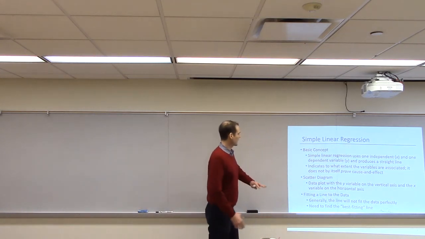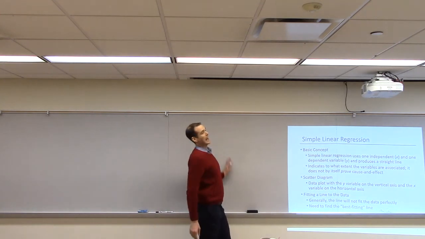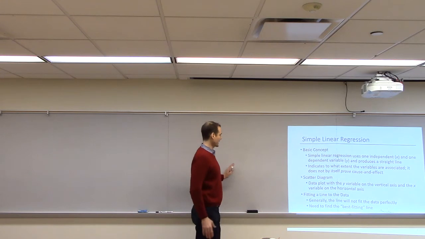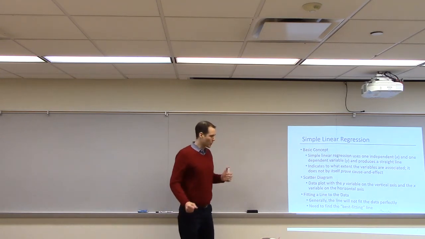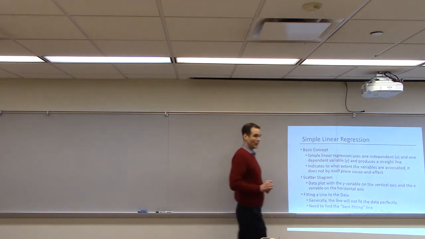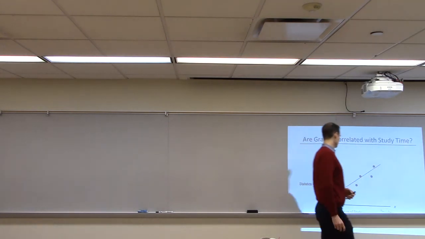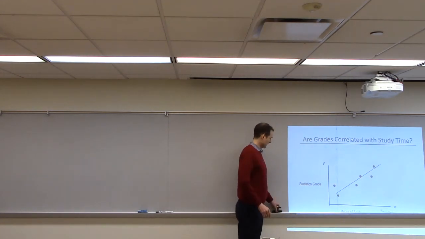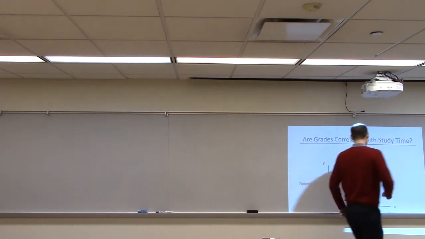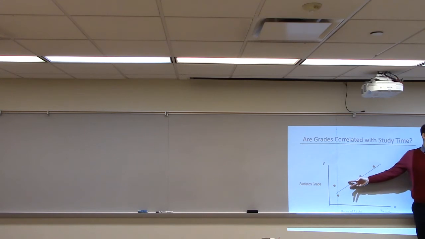Alright, we use a scatter diagram. We have independent variables on the x-axis. We have dependent variables on the y-axis, and we plot them based on those inputs. Fitting the line, generally the line will not fit the data perfectly, so we want to find the best fitting line. So how do we find the line of best fit? Well, what we do is we find the line that has the smallest distance from each of these points.